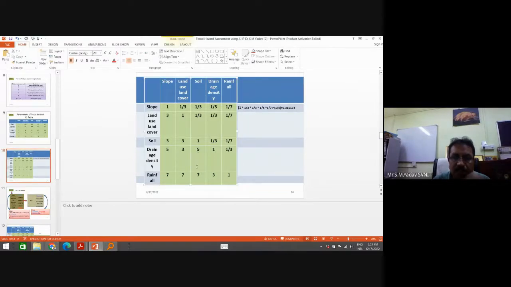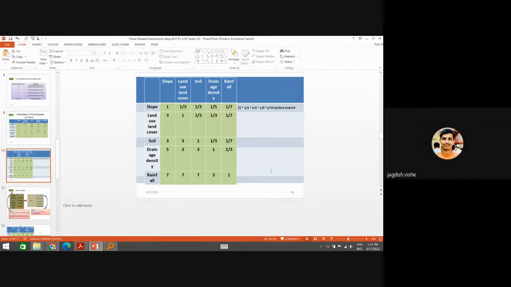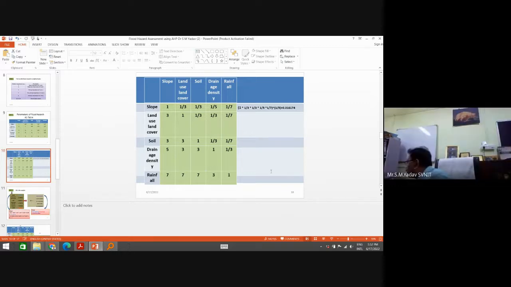Drainage density and soil, na? That is 3. Okay. So all values you got for this. Hello. Everyone, you got these values? Yes, sir. Please type in chat. Yes, most of you have got it.